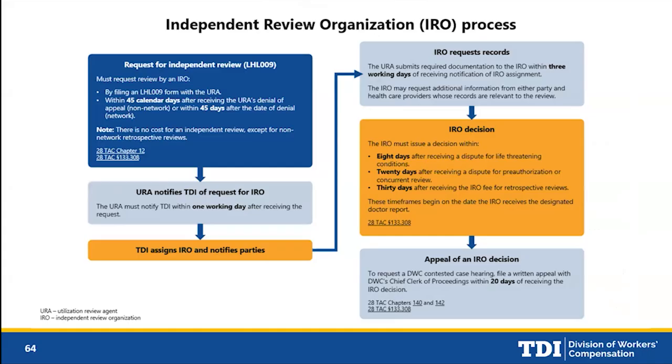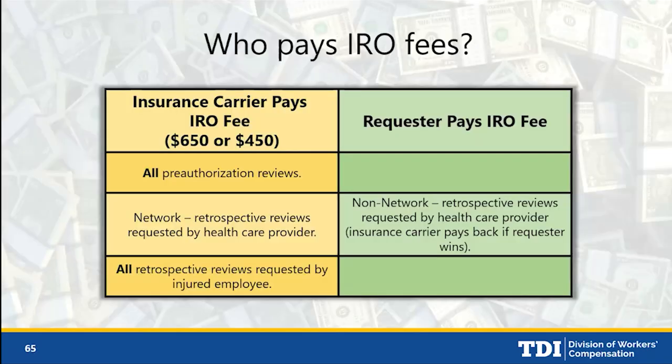So here's an infographic on what the process looks like for the independent review of the denial that you're disputing. A lot of healthcare providers, on that first denial, say they don't want to do it anymore because they're going to charge me. But this chart hopefully shows you that most of the time it's the carrier who's going to pay for the independent review organization fees, not you.